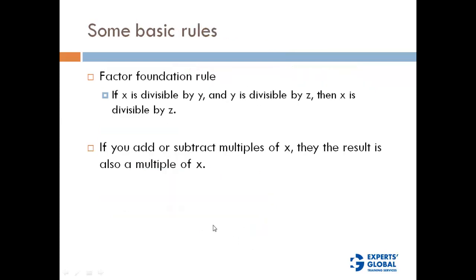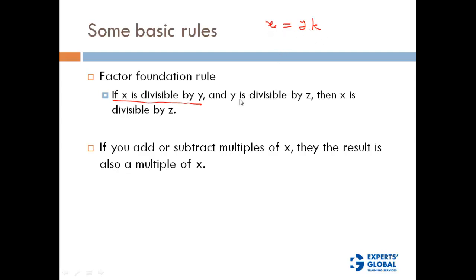Some basic rules. Factor foundation rule. It says that if x is divisible by y, so that means whenever you say x is divisible by y, we can write it as x is equal to y into k, or some number. But this number will be a whole number, or an integer rather. This number will be an integer.